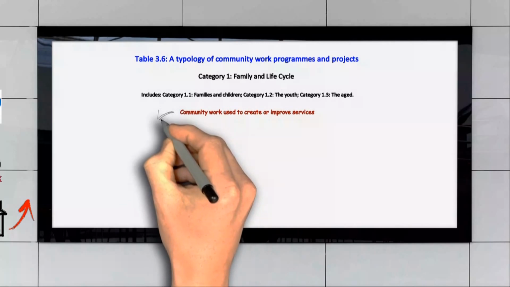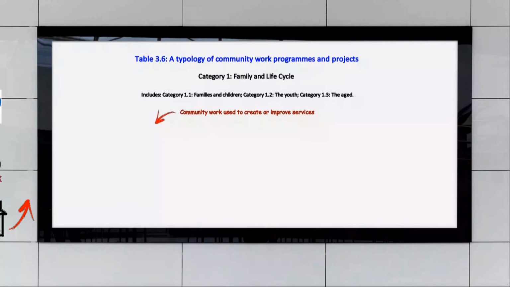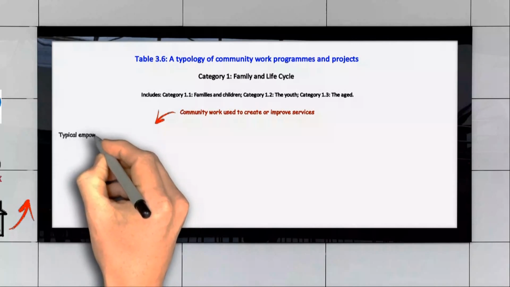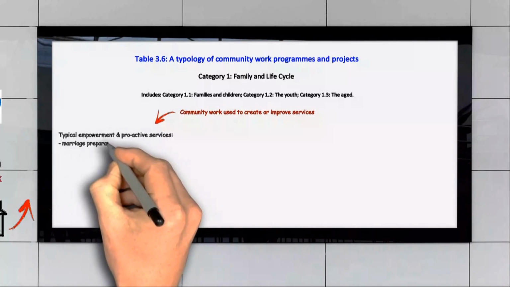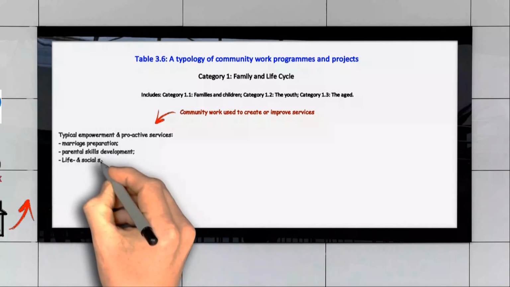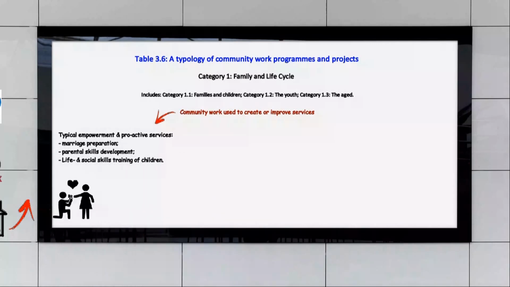Typical empowerment and proactive services and projects aimed at families and children will include marriage preparation services, parental skills development, and life skills and social skills training of children. As these examples indicate, the projects are not aimed at addressing social problems as such. They are, rather, aimed at building their capacity to function even better, and in that way, prevent social problems from occurring in the first place.